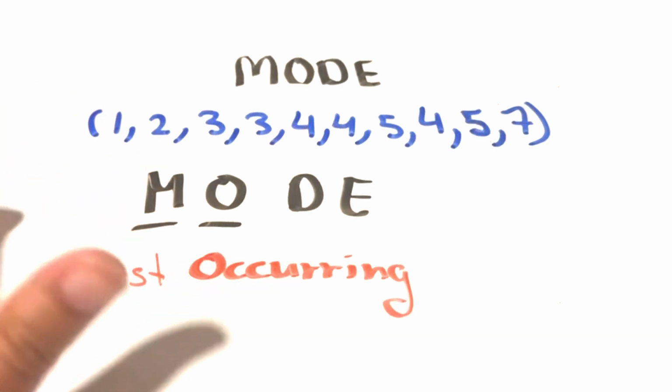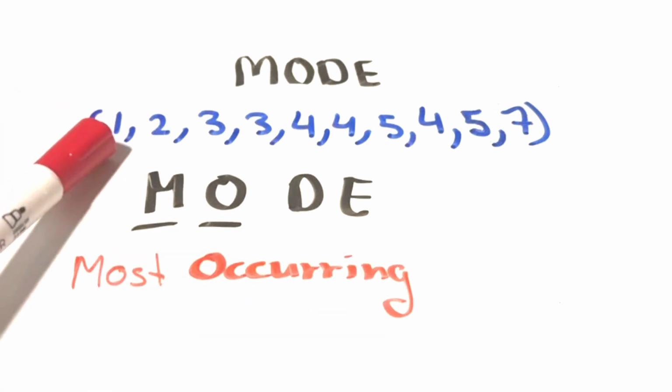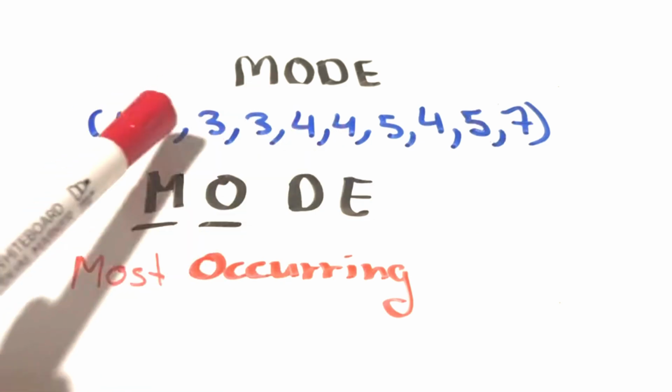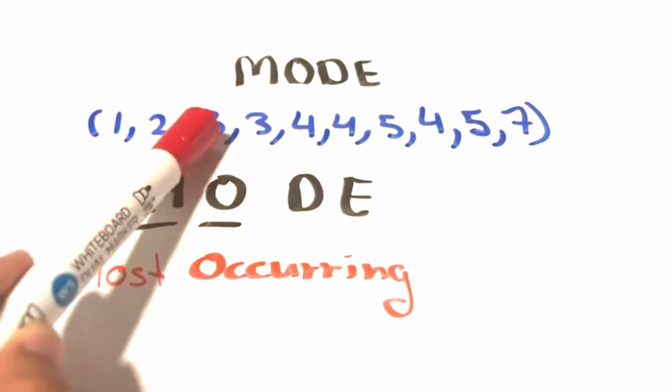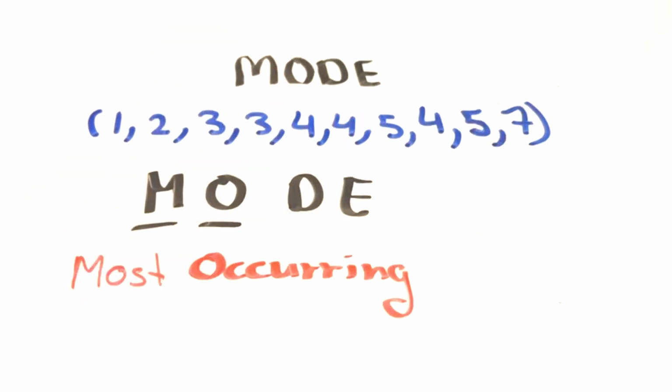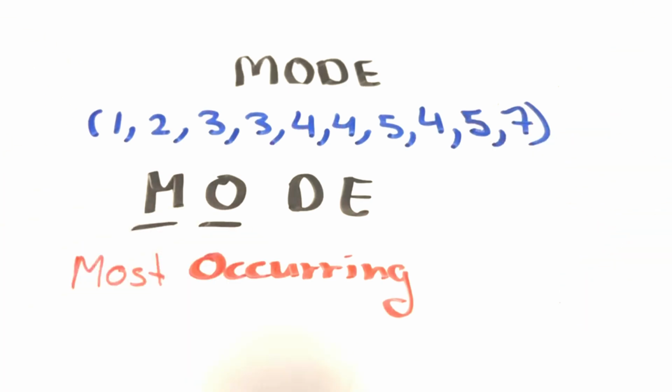Now over here, let's see, 1 occurs 1 time, 2 is only 1, 3 is 2 times only, 4 however, there are 3 4s, 5 is 2 and 7 is 1. So our mode over here is going to be 4.